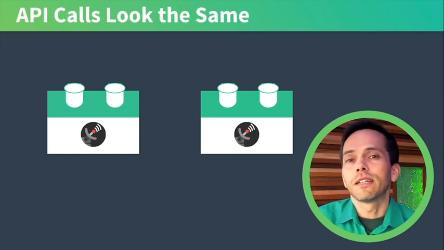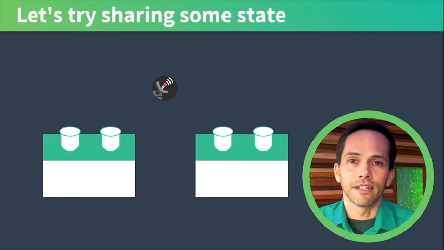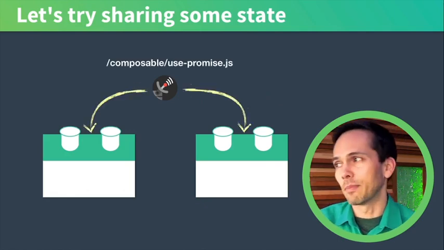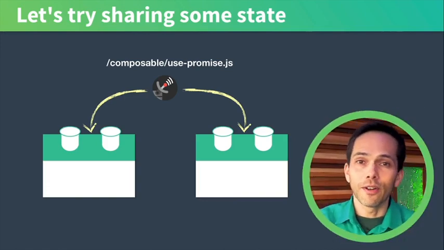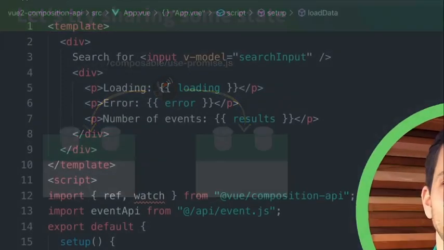So usually what you end up doing in your code is creating another file that encapsulates this behavior. In our case, we'll be moving some of that shared code into a file called usePromise in our composables directory. This will be more clear in our code example, so let's dive into it.